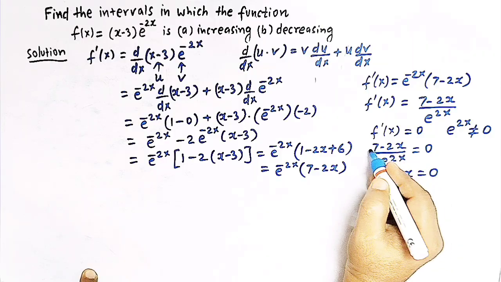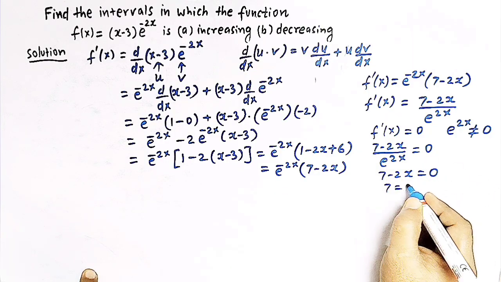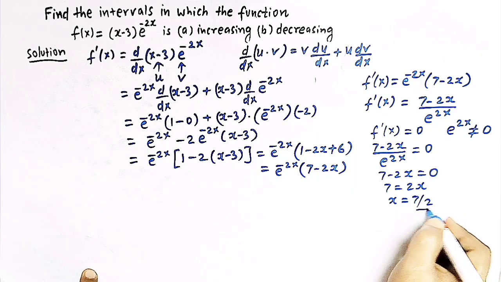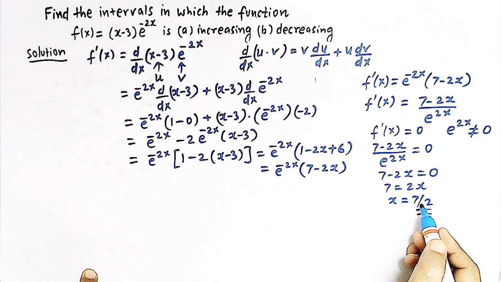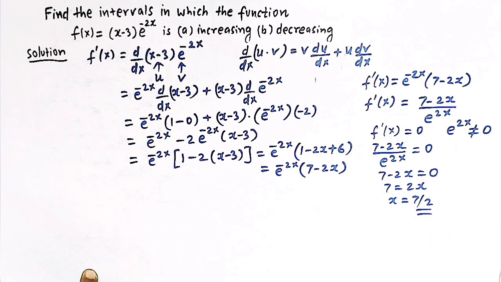That is, the numerator should be equal to 0. So from here we have 7 is equal to 2x, that is x is equal to 7 over 2. So this is the critical point of this function f of x, where the derivative is equal to 0.